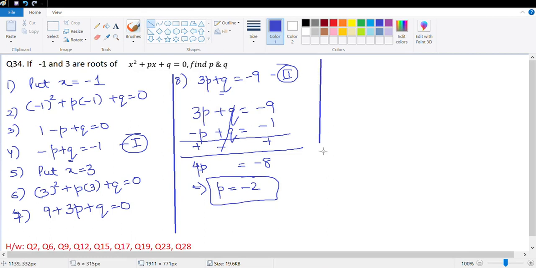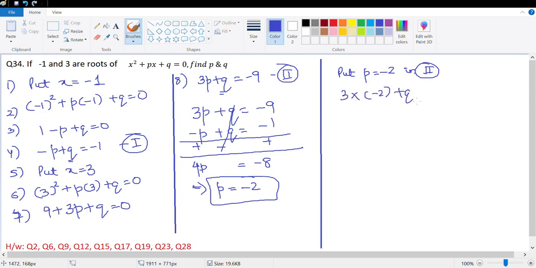Now we still need to calculate the value of q, so put p is equal to negative 2 in equation number 2, and what we get is 3 into negative 2 plus q is equal to negative 9. Negative 6 plus q is equal to negative 9. I said negative 9, but I wrote negative 6. Let's confirm, 3p plus q is equal to negative 9. So negative 6 plus q is equal to negative 9, which means q is equal to negative 9 plus 6, q is equal to negative 3.